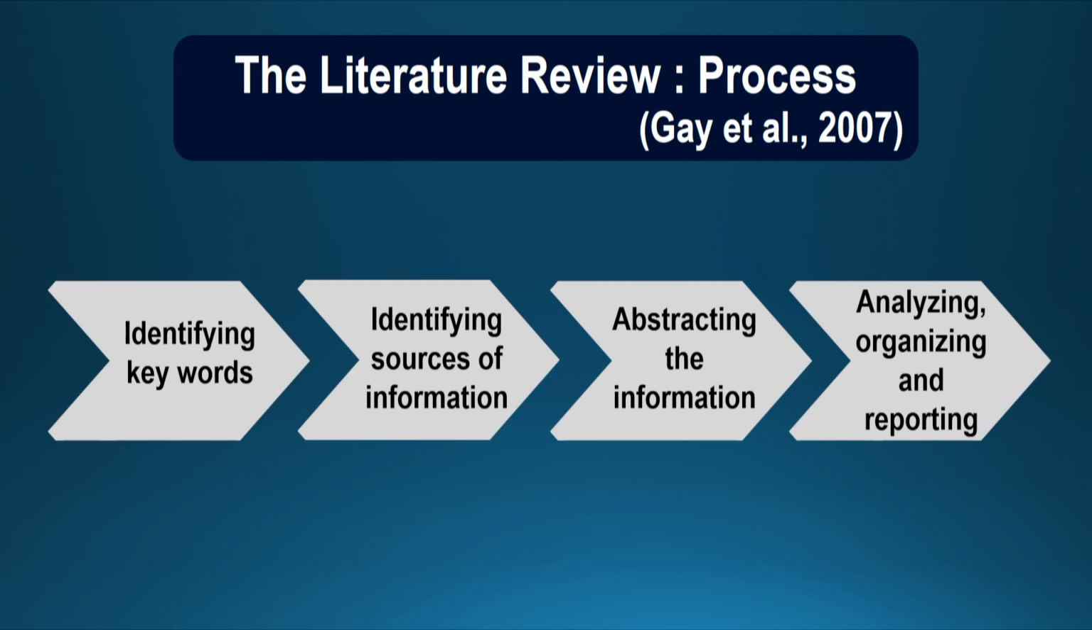A researcher can also code each abstract which is prepared from the various sources of information and various studies which have been collected. And coding can be done on the basis of the variables. Coding can be done on the basis of the findings of the study. Once the researcher has abstracted the information from the available sources of information, then comes analyzing and organizing and reporting the review of related literature.